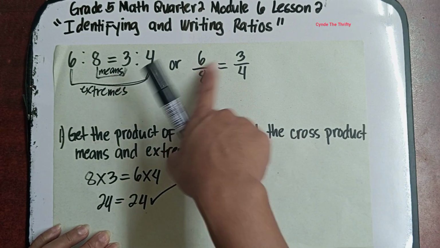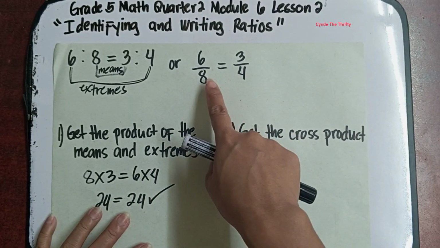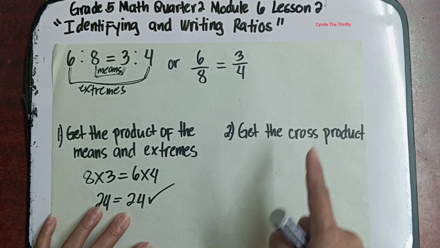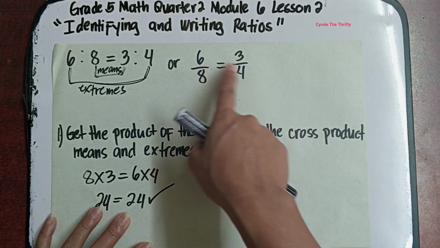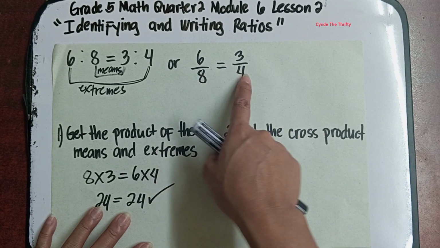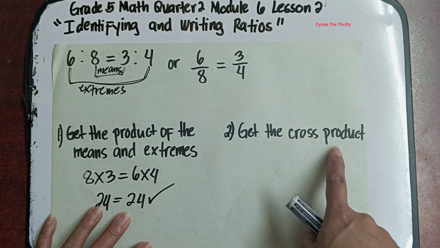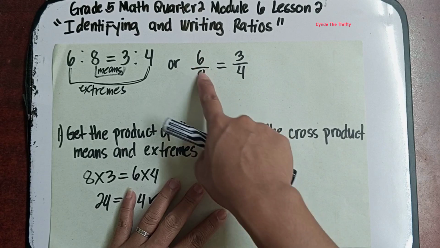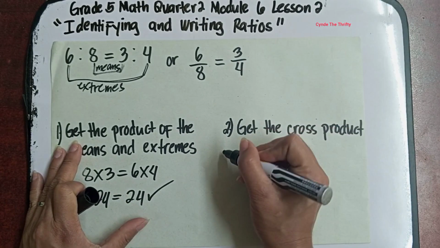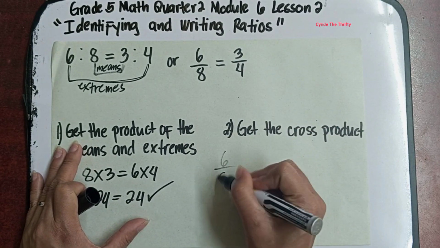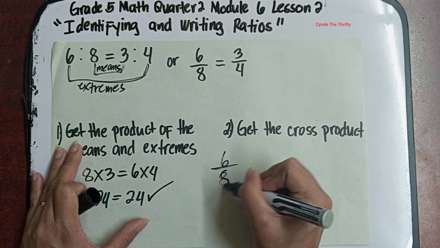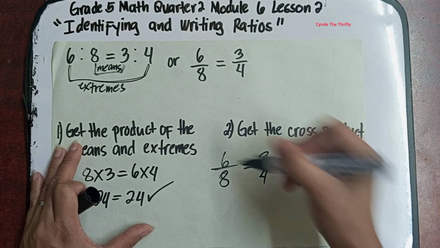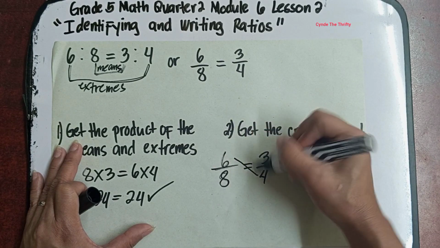Okay, so dito naman tayo sa fraction. Paano naman natin i-check kapag fraction ang binigay sa inyo? Paano natin siya i-check kung tama ba ito or equivalent ratios ba itong dalawa? Okay, so get the cross product. So, ibig sabihin, i-cross multiply natin si 6/8 at si 3/4. So, 6/8 is equal to 3/4.